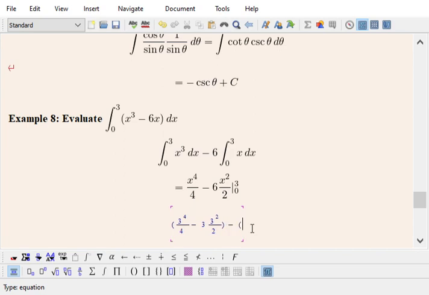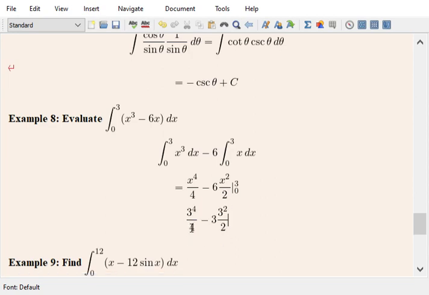Minus. And then what do we get when we plug in 0? Oh, hey, so what do we get when we plug in 0? Well, 0 to the 4th over 4 is 0. 0 squared over 2 is 0. Times 6 is still 0. So hey, luckily for us, that whole second bit just disappears entirely. So that's convenient.